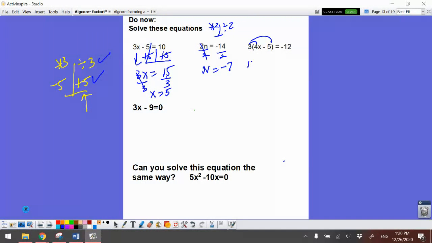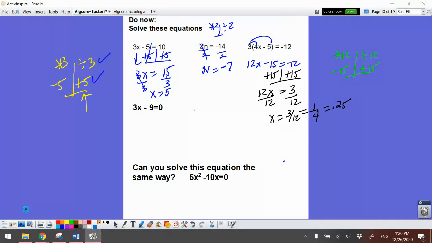Well, when I have an equation here, I know that I need to distribute. So 3 times 4 is 12x, and 3 times negative 5 is negative 15. And then if I think about what's happening to x, I see that I have times 12, which is divide 12, minus 15, which is plus 15. I know the first thing I'm going to do is add my 15. So 12x is equal to, and that's a 3. And if I divide by 12, I see I'm going to get a fraction of 3 over 12, which is the same as 1/4 or 0.25.